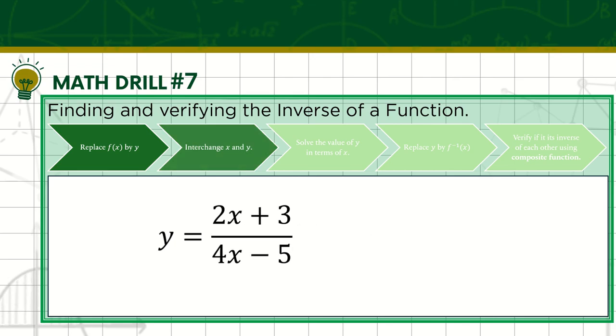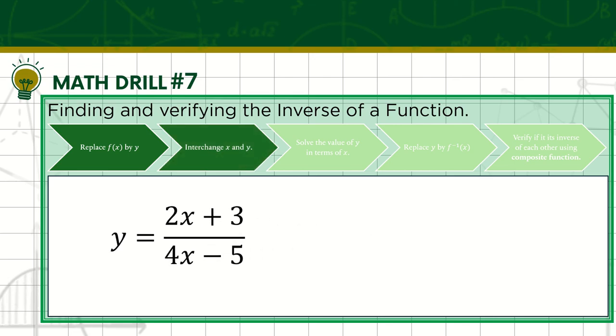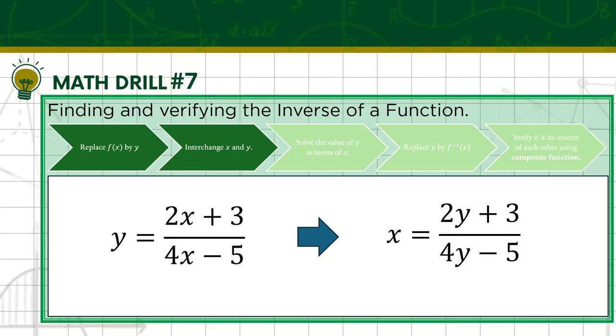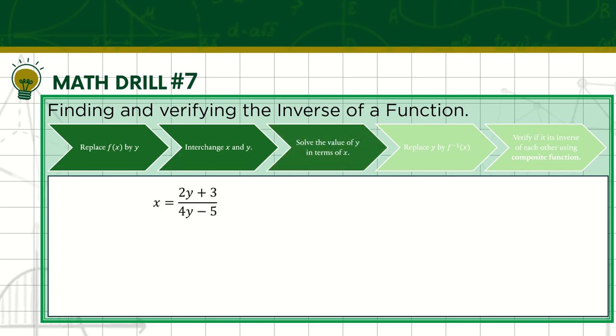For the second step, we need to interchange x and y. So in here, x will become y and y will become our x. So from the given equation, this will be x is equal to (2y plus 3) all over (4y minus 5). After that, we can now solve for the value of y in terms of x.